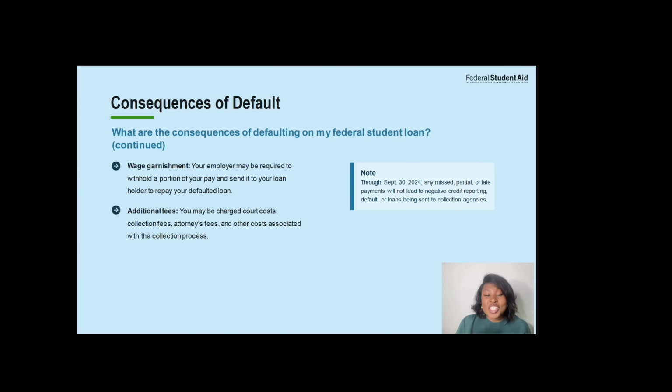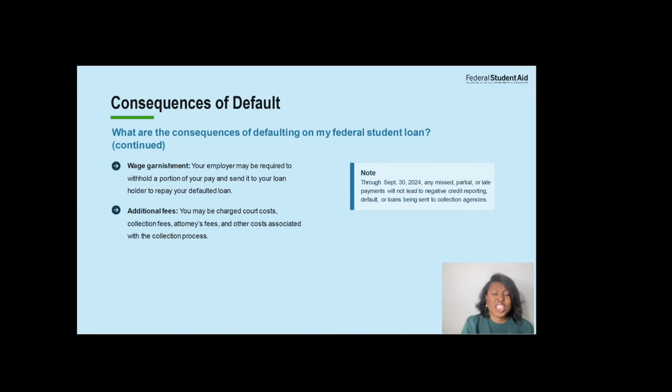Now, there are some additional consequences as well, such as wage garnishment. So, this is when your employer may be required to withhold a portion of your pay in order for it to be sent to pay for your loan. So please note that this is a very possible way in which you might be getting paid, in a biweekly or monthly status, however your employer deems your payment, and they actually could be taking amounts out of your paycheck in order for your student loan to be paid.